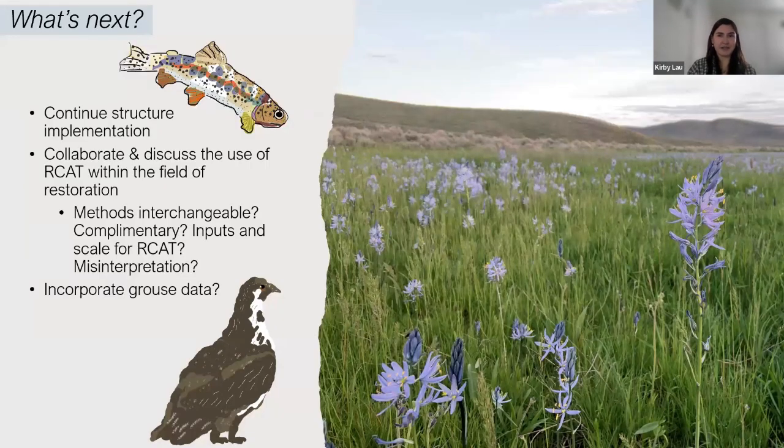All right, so that's all I've got for today, but to sum up the future of this project, we'd like to continue implementing low-tech structures in 2026 and specifically the fall of 2026. We'd love to collaborate with others and discuss the use and current status of RCAT within the field of restoration. And lastly, we hope to eventually, maybe in the near, far distant future, incorporate grouse movement and survival and brood data relative to these low-tech restoration structures to help us examine whether low-tech process-based restoration actually benefits grouse populations down the road.